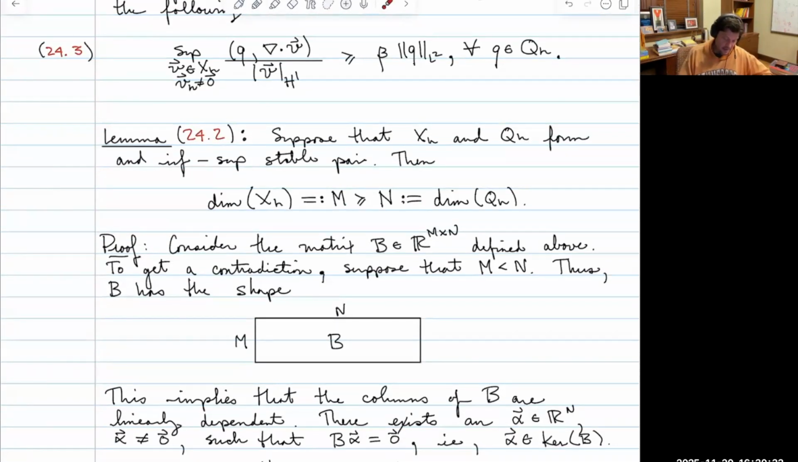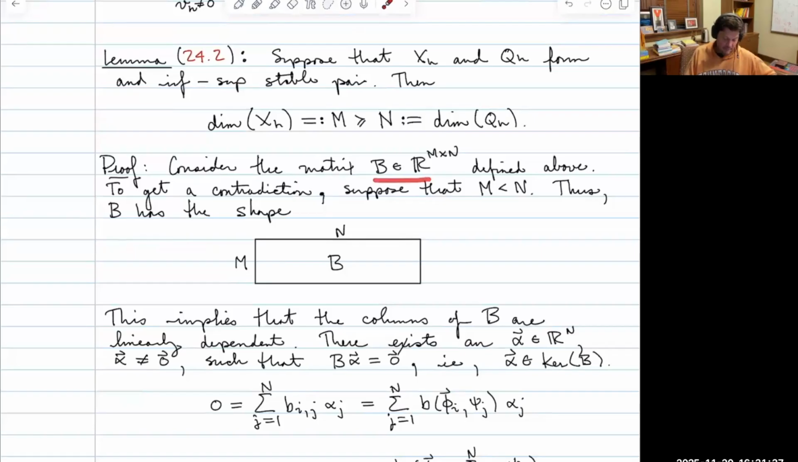Suppose that you find a pair that does satisfy the Inf-Sup condition 24.3. Notice that these are conditions with respect to the subspaces, not the original spaces. If XH and QH satisfy that condition, then M is always going to be greater than or equal to N. In practice, M is typically a lot bigger than N, and many people would say that is safest. But at least what we can prove is that if the pair is stable, then M must be greater than or equal to N. So let's see how to prove this.